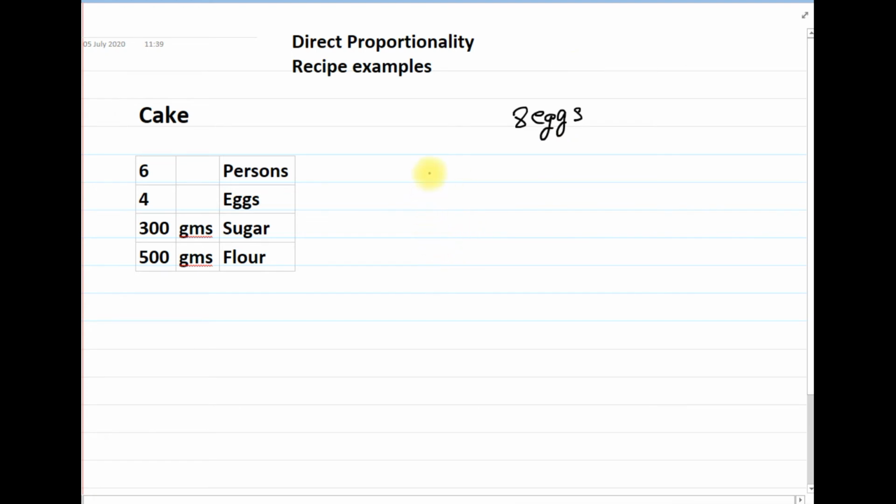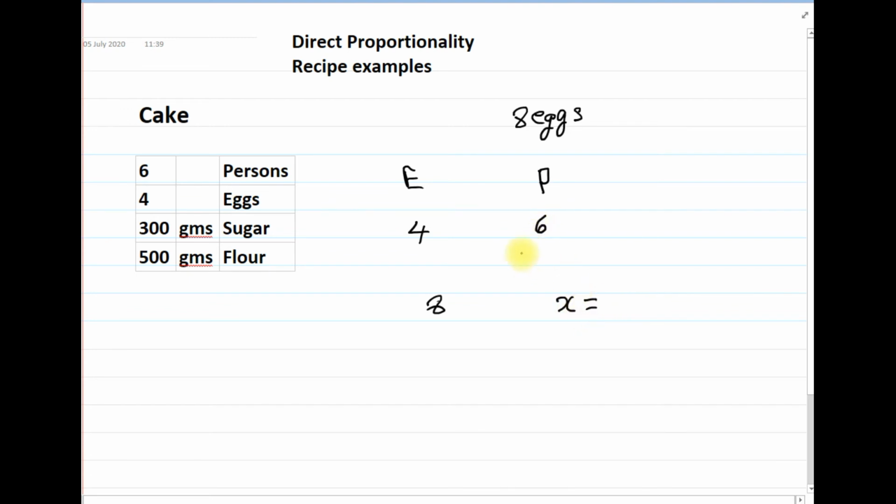So again, we will do the same. We just set up the appropriate columns. For example, I have 8 eggs. Now I know 4 eggs can bake a cake for 6 people. I'll have a column for eggs and a column for persons. Now I have 8 eggs. How large can my cake be? How many people can it feed?